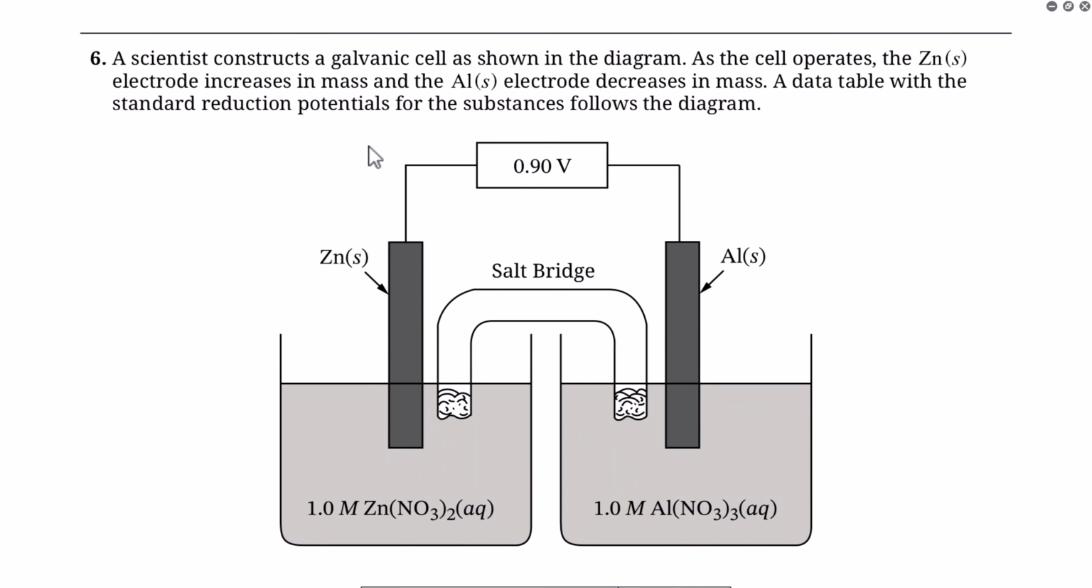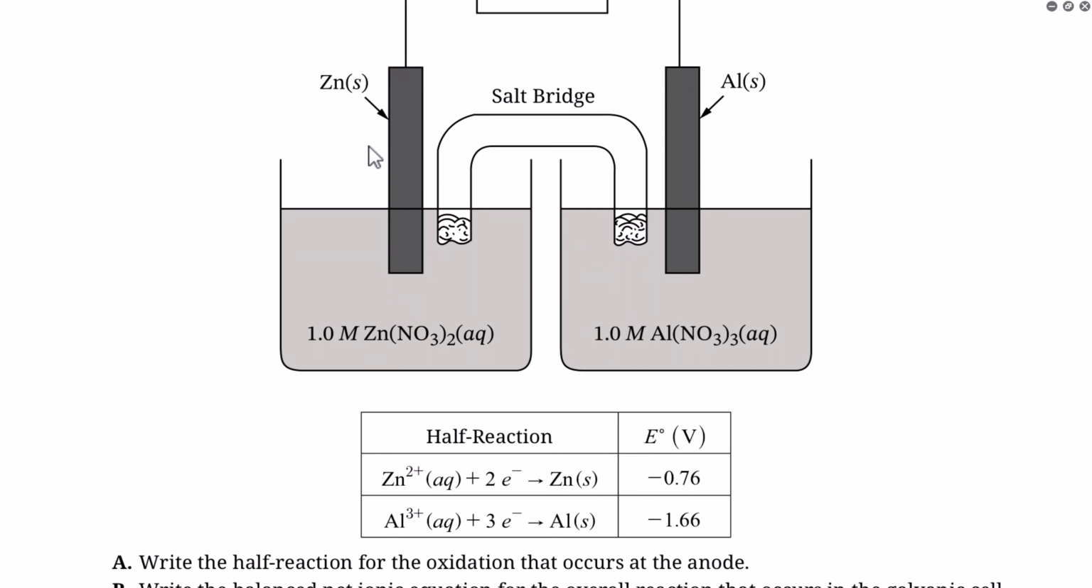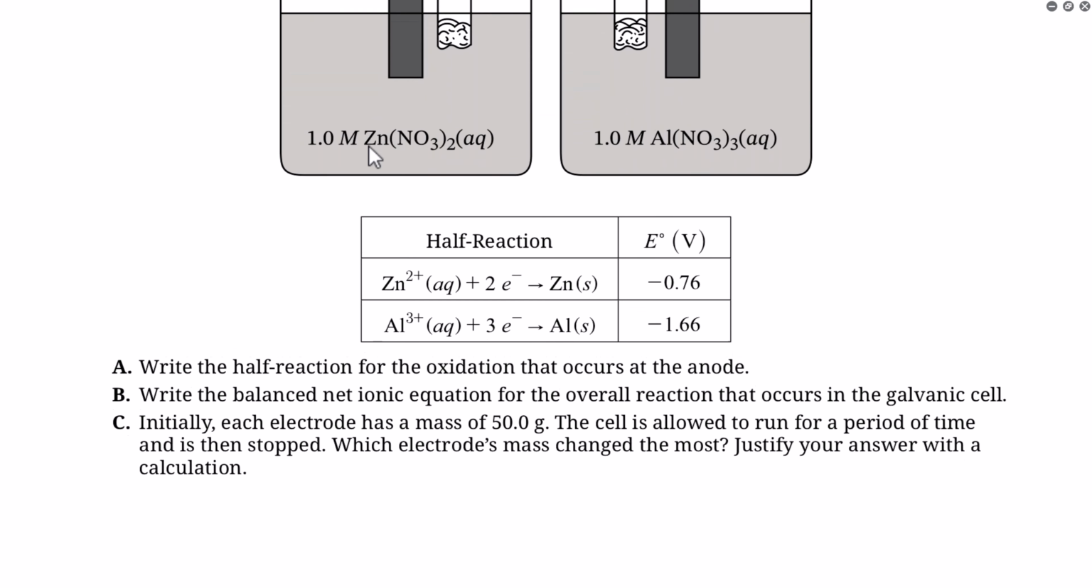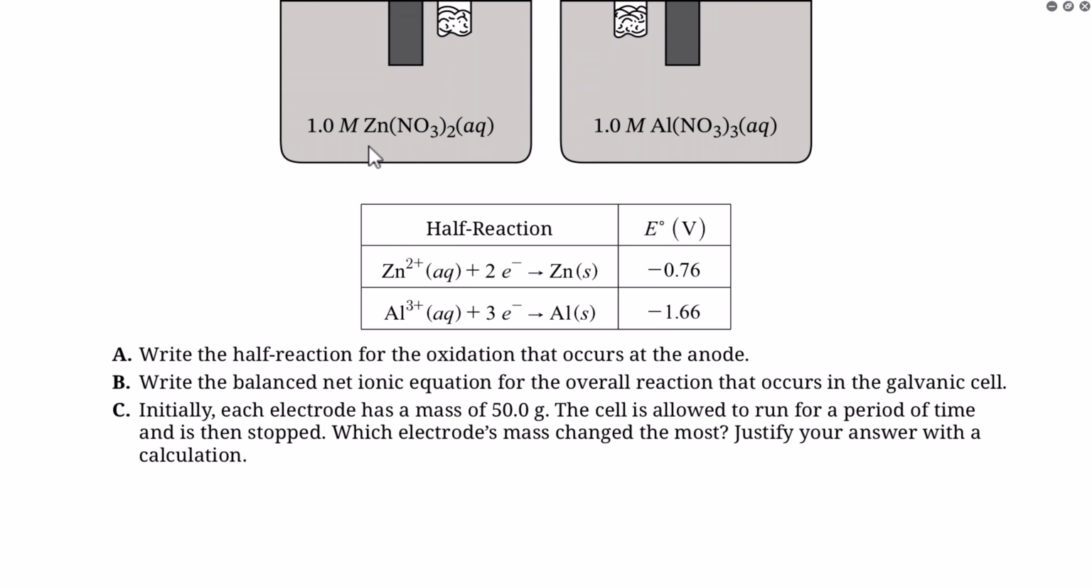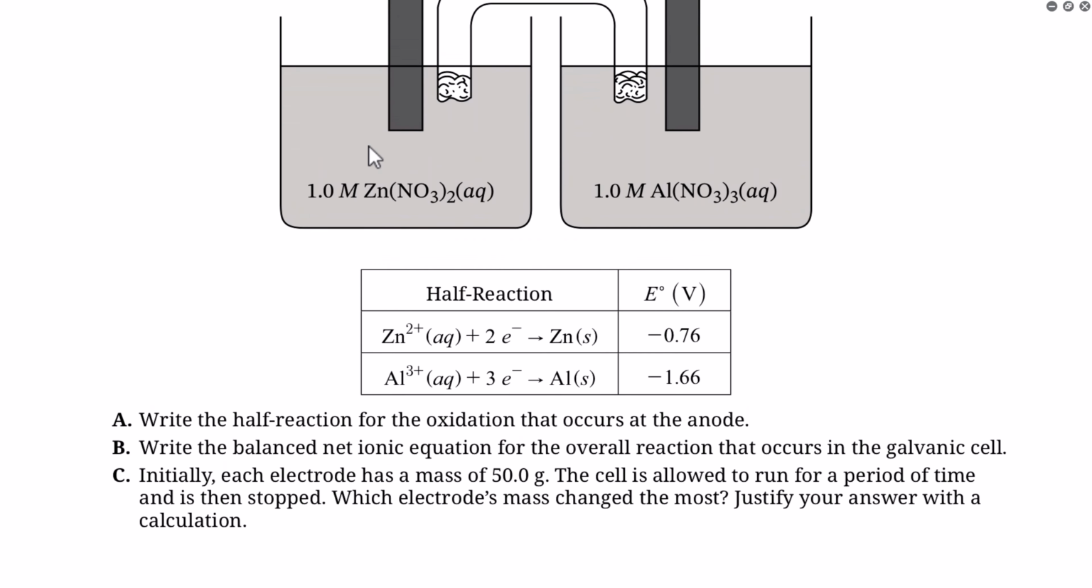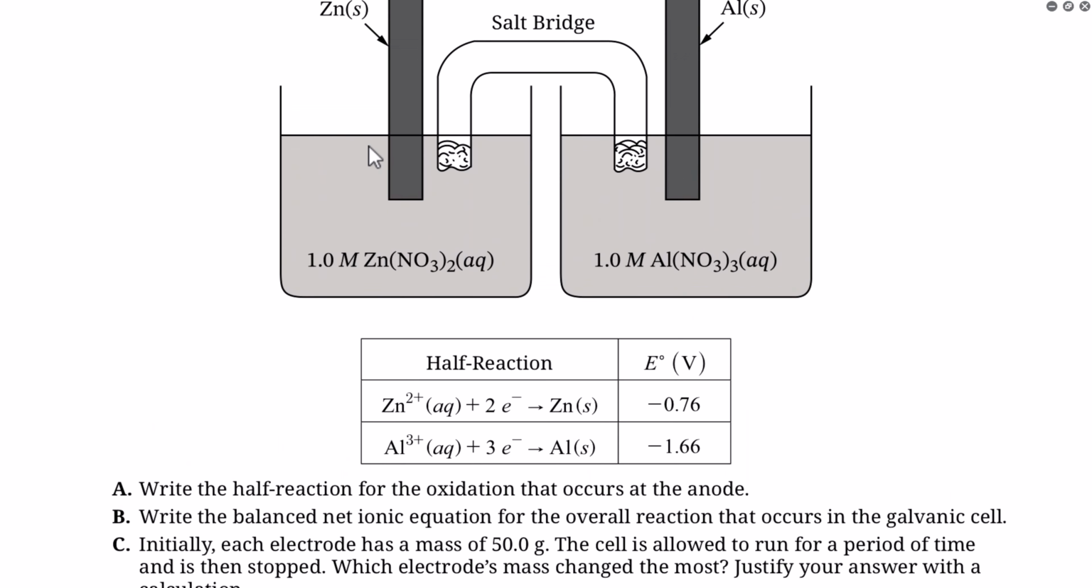A scientist constructs a galvanic cell as shown in the diagram. The cell operates, the zinc electrode increases in mass, and the aluminum electrode decreases in mass. A data table with the standard reduction potentials is shown down below. So we're given our voltage, which is nice. And first it says, write out the half reaction for the oxidation that occurs at the anode.